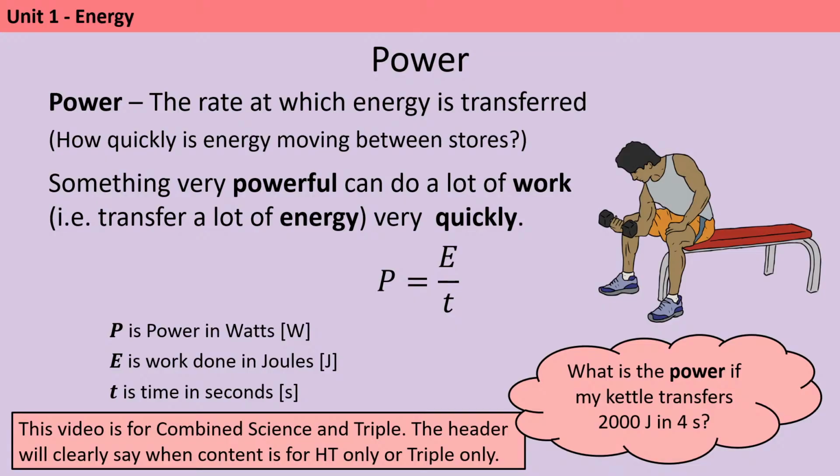So here I would say that the energy is 2000 and I divide my answer by 4 because that's the time in seconds, and I get an answer of 500 watts. Now you'll notice here that to get my answer, I calculated energy in joules divided by time in seconds. So we can also describe a watt as a joule per second.